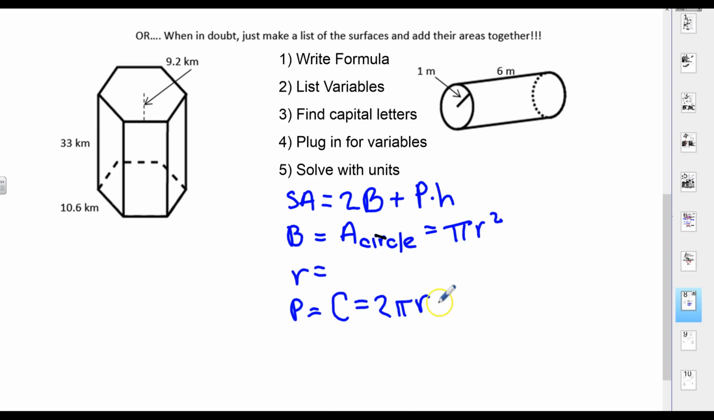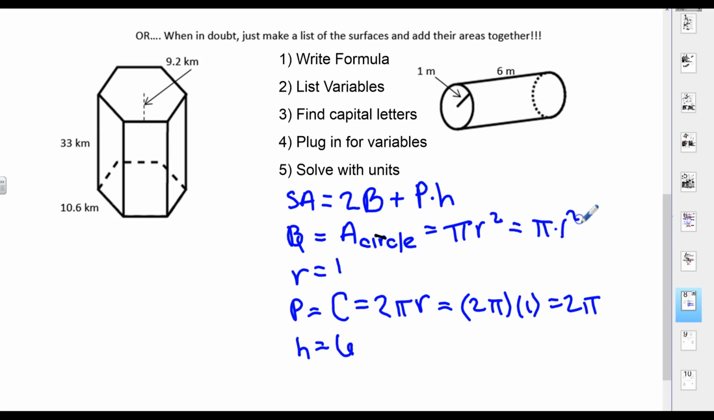Well, we already have the r listed, so we're good there. And then I still need the height. Now let's fill in the variables we know. We know the height is 6. I know that my radius is 1, which means now I can find my capital letters. Circumference is 2 pi times r. That's 2 pi times 1, which is just 2 pi. And then my area of a circle is going to be pi times 1 squared, or just pi.